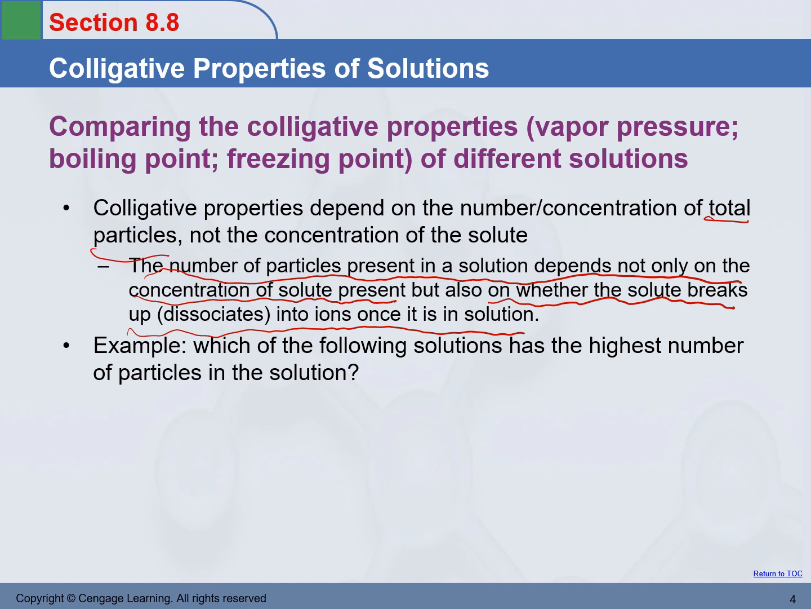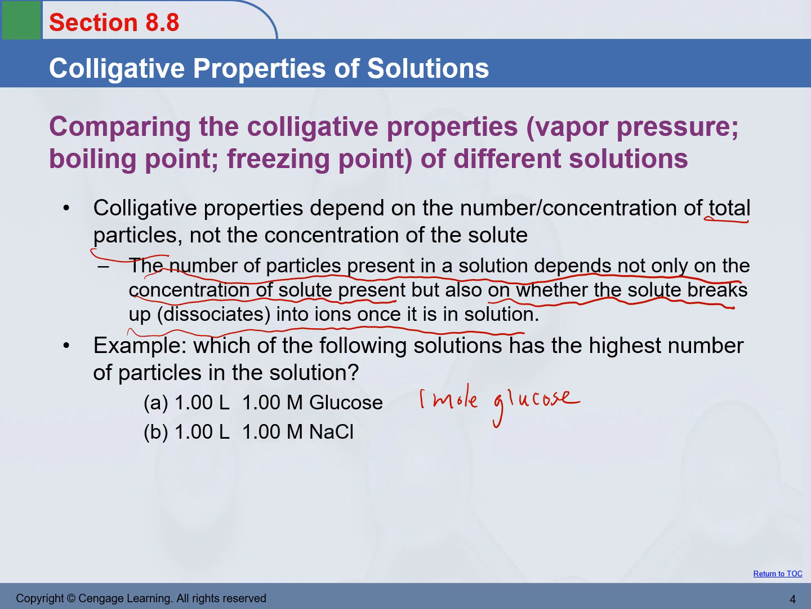The example is a question. Which of the following solutions has the highest number of particles in the solution? A. 1 liter, 1 molarity glucose. In 1 liter, 1 molarity glucose, we have 1 mole of glucose, basically. B. 1 liter, 1 molarity sodium chloride. We have 1 mole of sodium chloride in this solution.